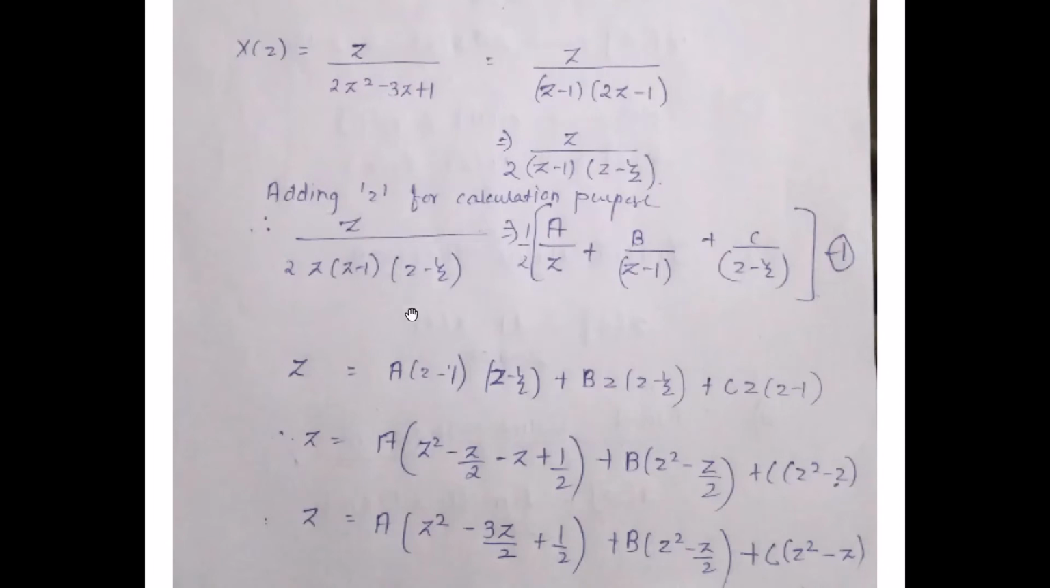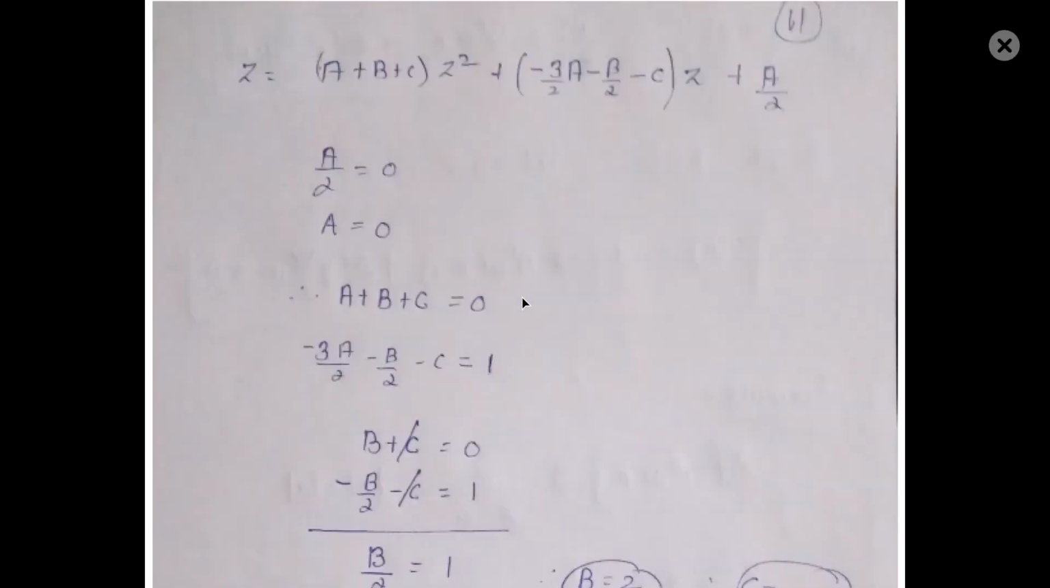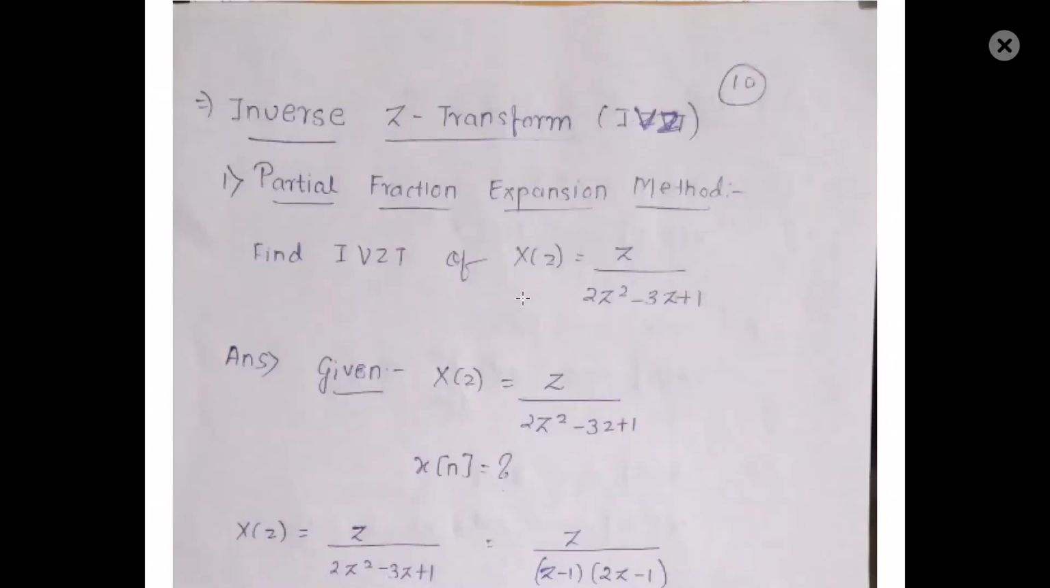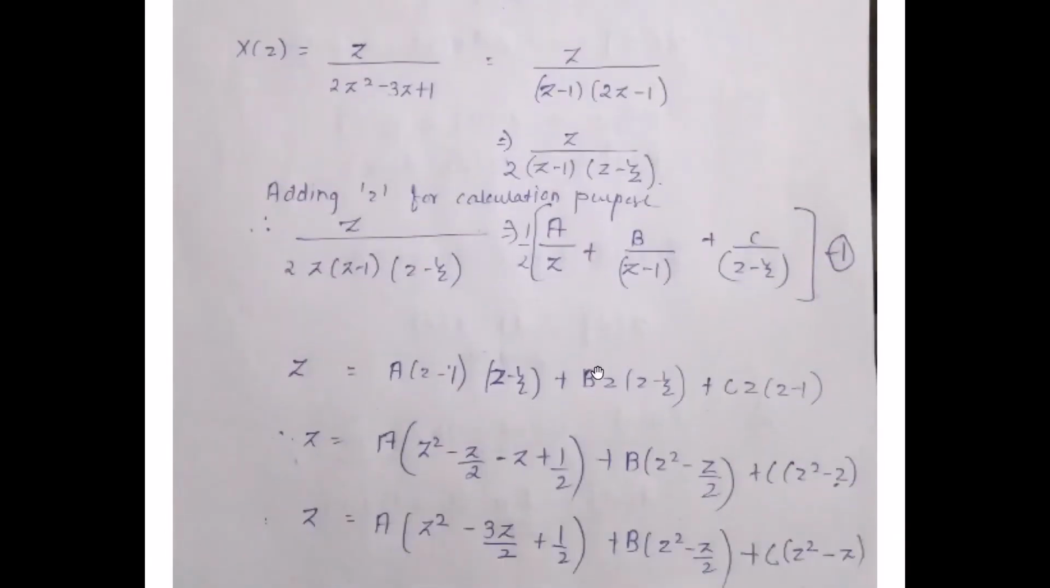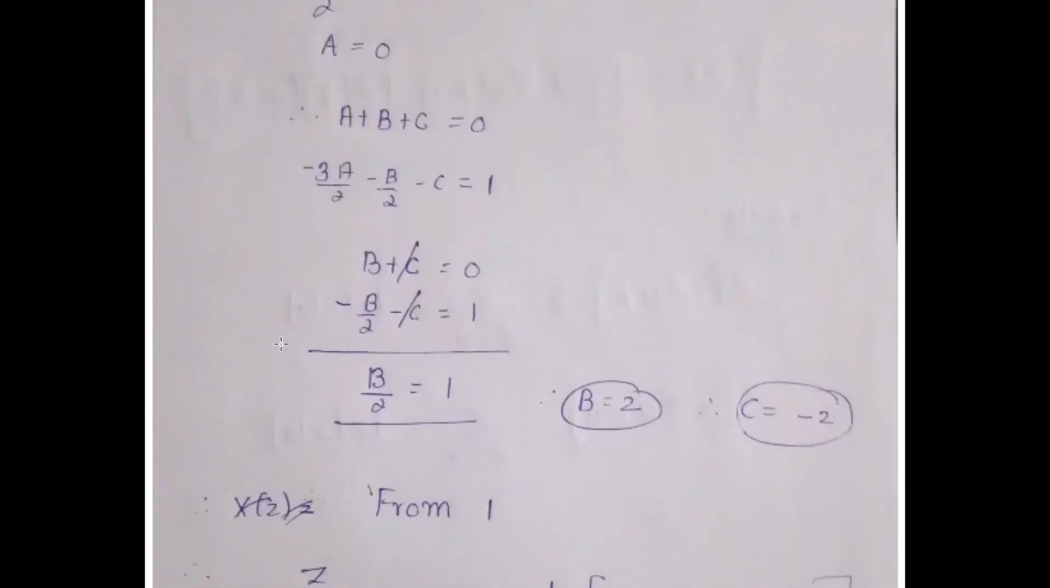All these things, and the denominator will straight away get cancelled. Then we have a value, and then we have over here, if you see, the a value, b value and c value. So just solve it, compare it with z, and you will get the values as a is equal to 0, b is equal to 2, and c is equal to -2.